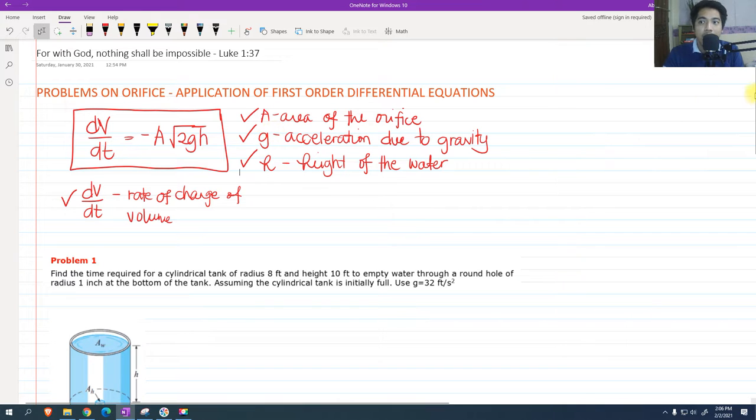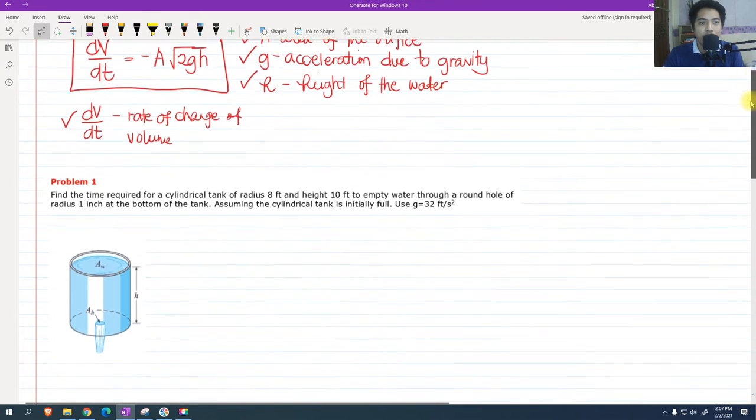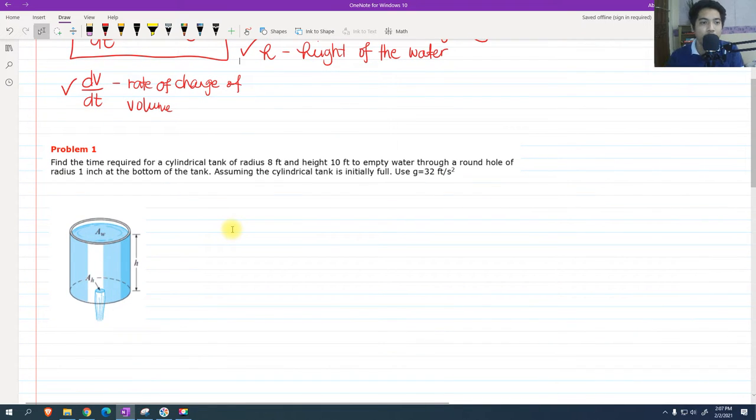So let's try to answer a simple problem involving the orifice. For problem number 1, find the time required for a cylindrical tank of radius 8 feet and a height of 10 feet to empty the water through a round hole of radius 1 inch. So the area of the orifice comes from the radius of 1 inch. Assuming that the cylindrical tank is initially full, use g equals 32 feet per second squared.